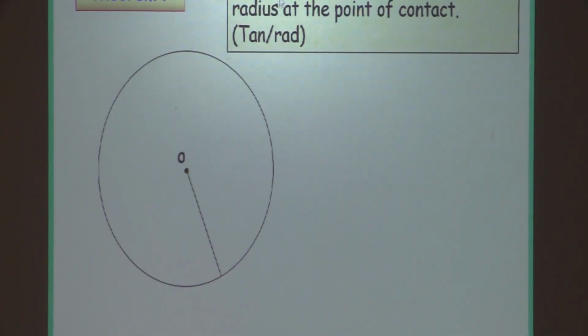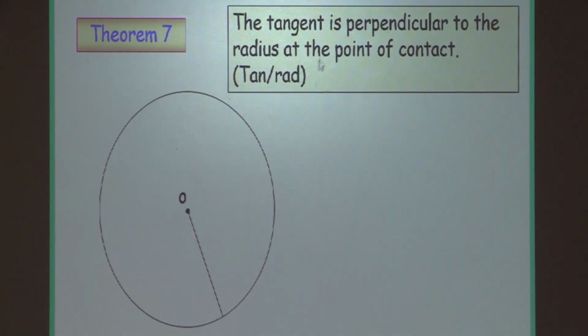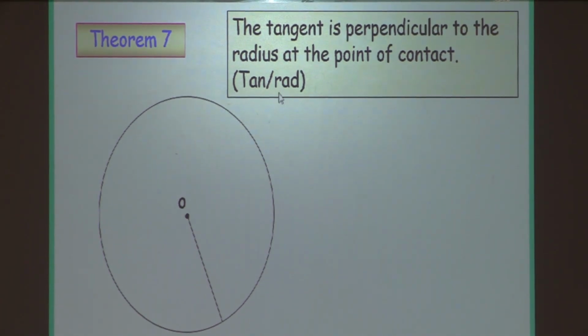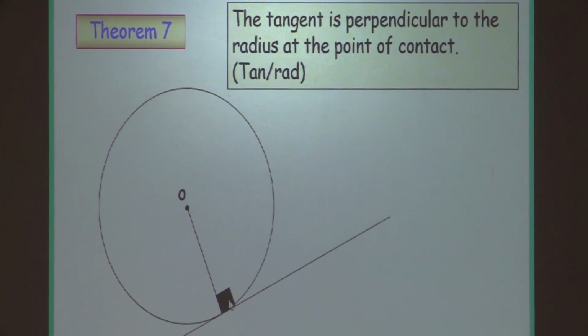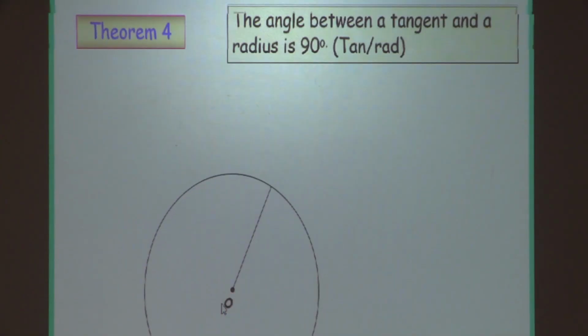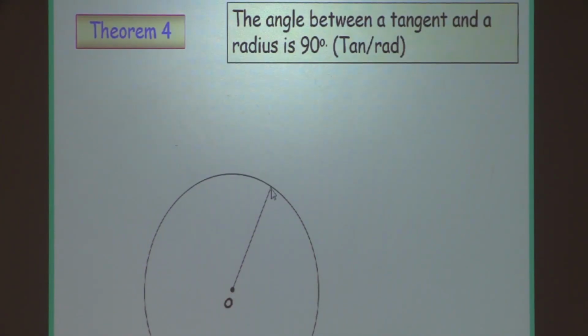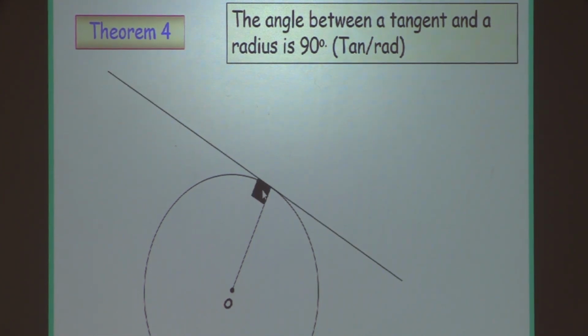Let's look at other theorems. The tangent is perpendicular to the radius at the point of contact. Tan radius theorem. So if we've got a radius, and let's draw a tangent here, I should all know that this is 90 degrees. I don't have to be told that this is 90 degrees. It doesn't matter where it comes from. I can have a tangent there. I must be able to see that that angle is 90 degrees.